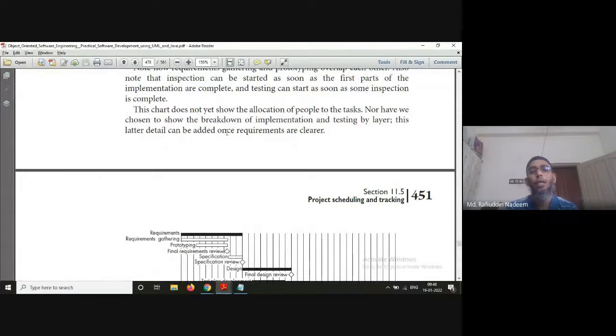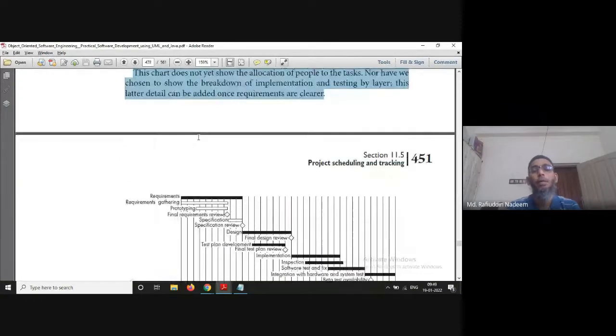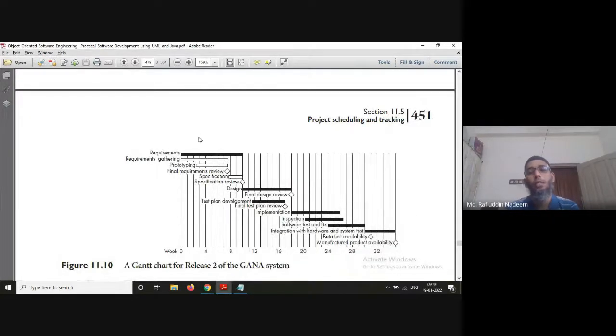This chart does not show the allocation of the people. Of course, it is not going to show you the allocation of people to the tasks, nor have we chosen to show the breakdown of implementation. Means the allocation of people and the effort is not shown. In one point, I can tell you that it is not showing you the effort, means how many people are required is not shown.